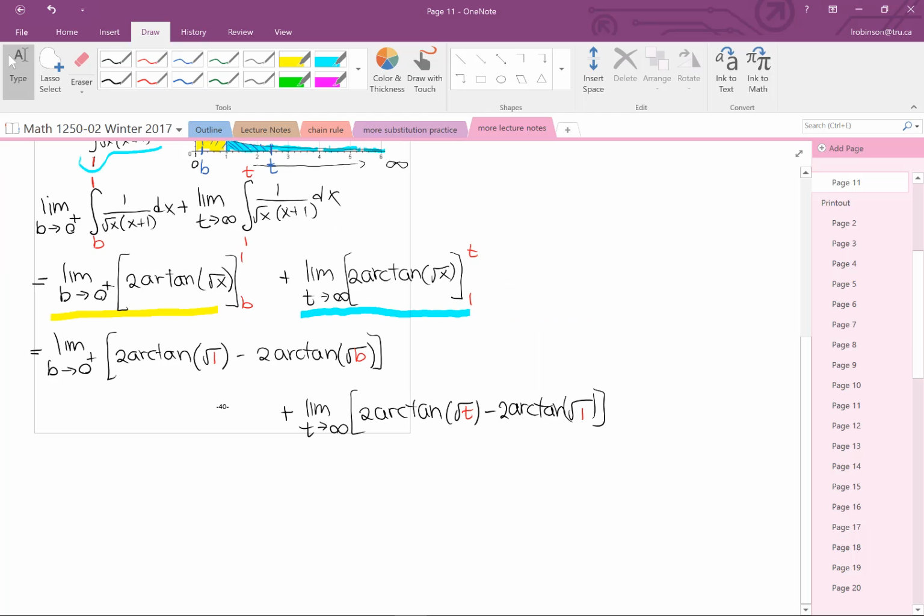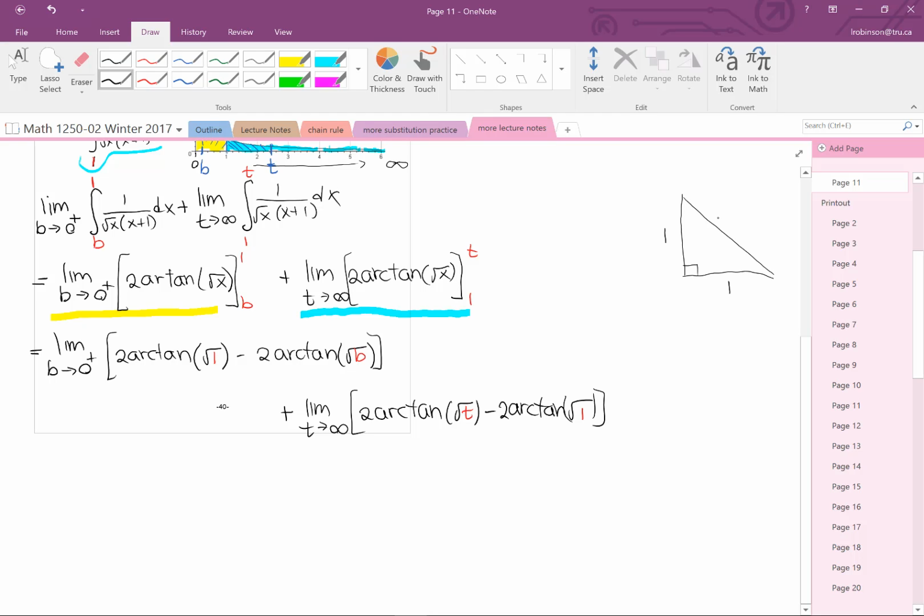Okay, so the root of 1 is just 1, and the arctan of 1, well, you can do that on your calculator. Make sure you're in radian mode. You might remember it's the angle whose tangent is 1, and you get a tangent of 1 when you're in an isosceles right triangle like this.